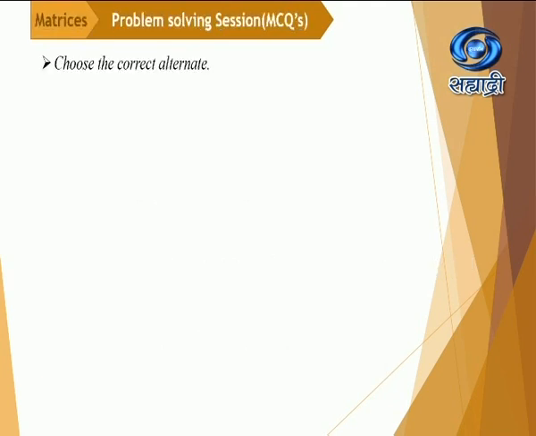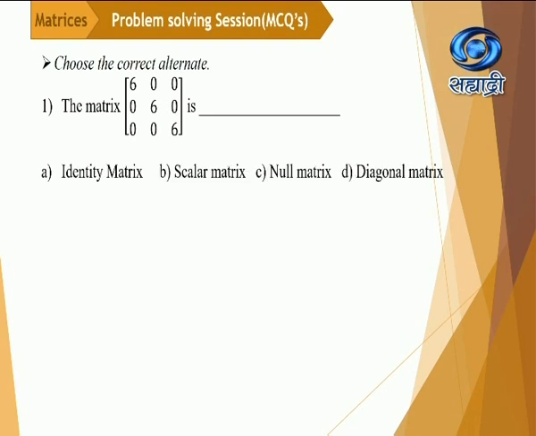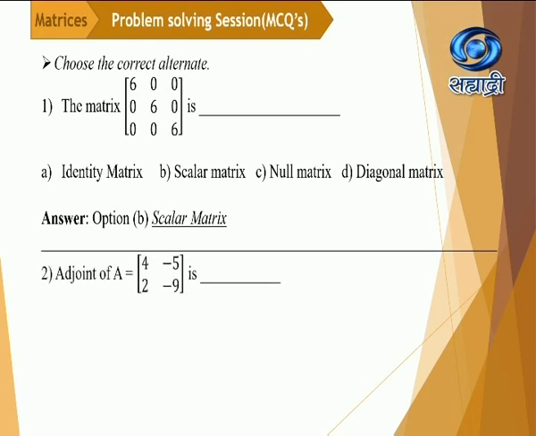So depending upon these properties and whatever we have done in last classes, let us do some alternative problems. Here is the matrix 6 0 0, 0 6 0, 0 0 6 is dash. Options are identity, scalar matrix, null matrix, diagonal matrix. Clearly you can see here it's a 3 cross 3 order matrix, and diagonally we have all equal elements. That means it's a scalar matrix. So the option is B, scalar matrix.